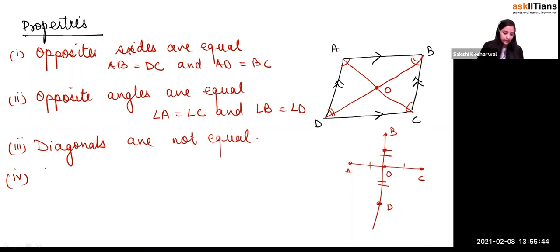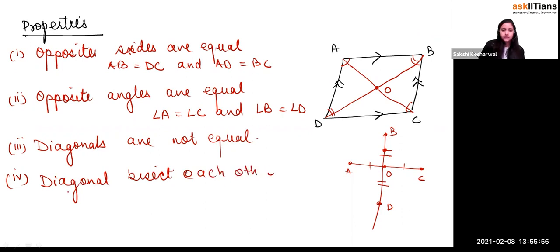So we say that diagonals bisect each other, then we say that AO is equal to OC, and OD is equal to what, beta? OB. These are the properties of what, beta? Parallelogram, right?